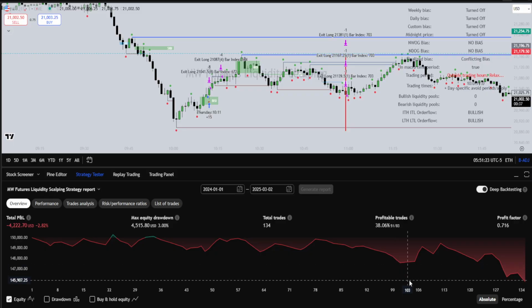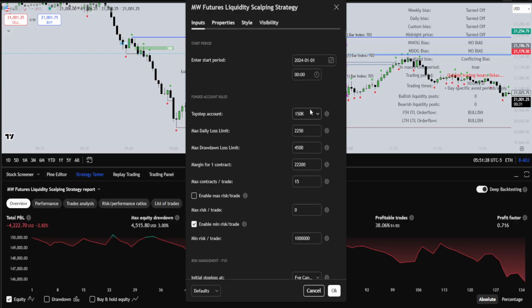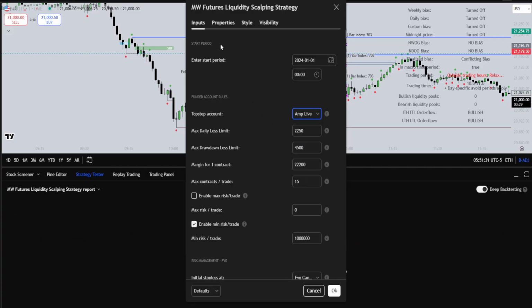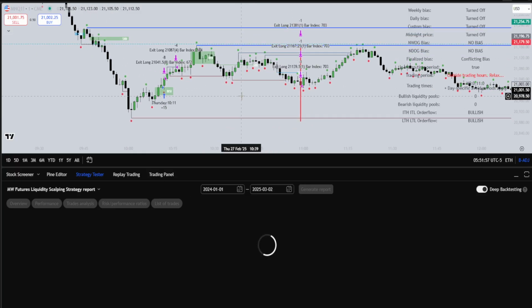Alright, so what we see is that right now with the 150k account, the account would have been blown. So I will put it back to AMP Live for now, with max contract size on 15, and the margin is 2220. These are still the rules of a 150k account. But instead of doing it with a TopStep account, it's now live capital, so we are not blown after hitting that 4500 stop loss, basically the drawdown limit.